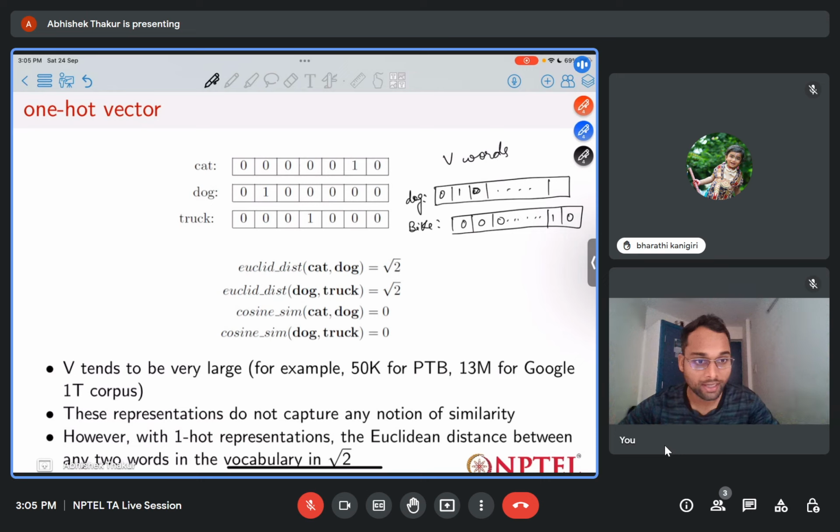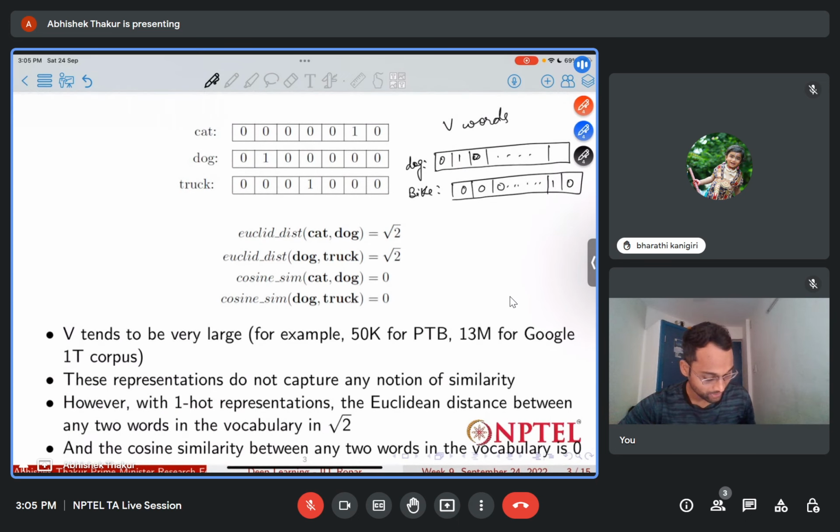Any doubt? Okay, so we'll move on. There is one problem in this also. Let's suppose the data size is very large, like you see here. For example, in the PTB dataset there are 50K words, and in Google 1T there are 13 million. So the vector size is 13 million, and it will be very tough to compute with such a large vector size. And also, this representation does not capture any notion of similarity.